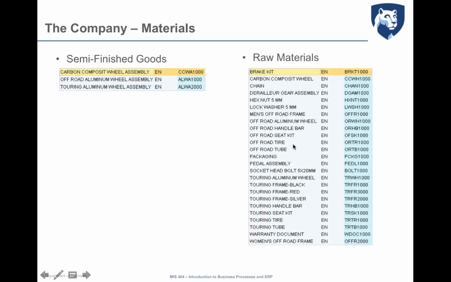These are realized by acquiring semi-finished goods and raw material. As you can see from the list, GBI has outsourced the production of both off-road and touring frames, as well as the carbon composite wheels, which are bought from external partners. We have specialized facilities enabling the fabrication of complex materials used.